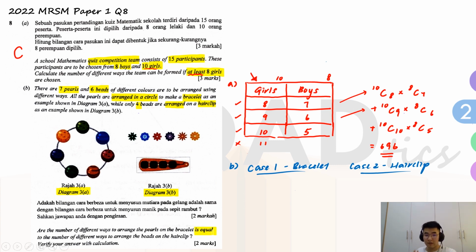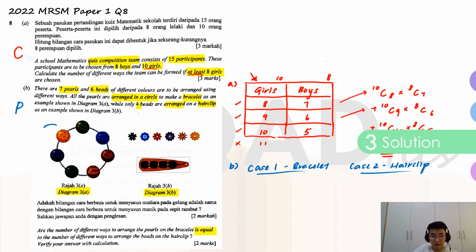Since this involves the arrangement of pearls and beads, this is actually a permutation question. Going to the first case, we can see that this is a circular arrangement and this is a wearable item, right?